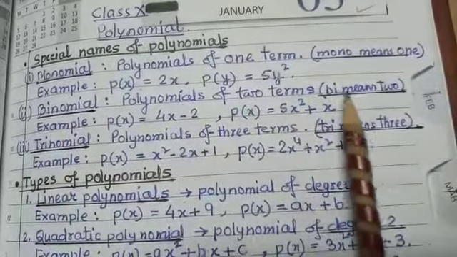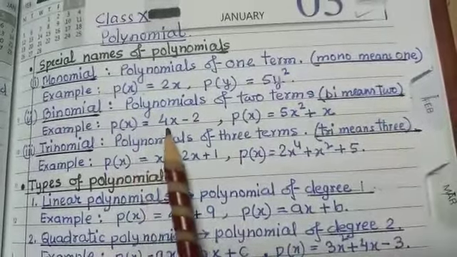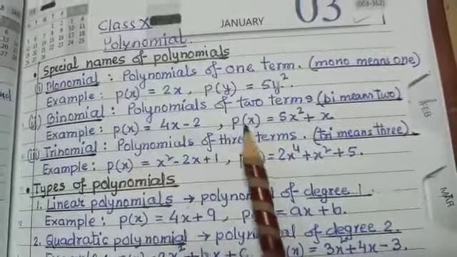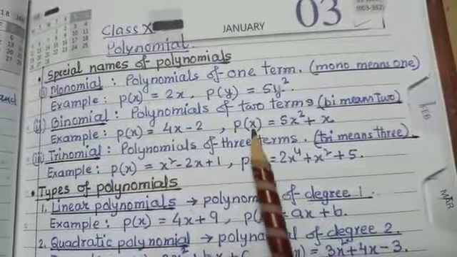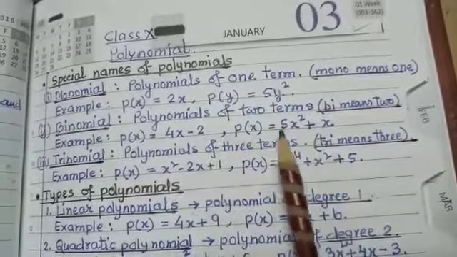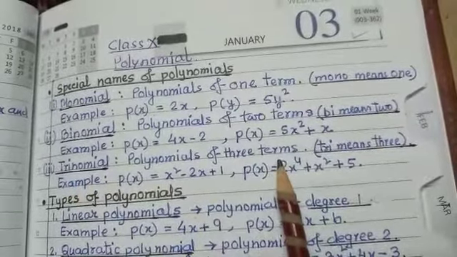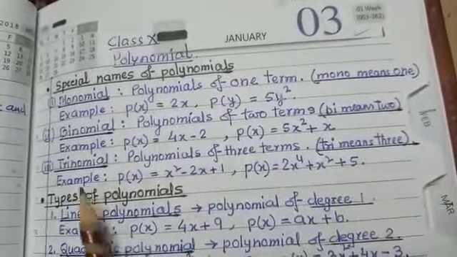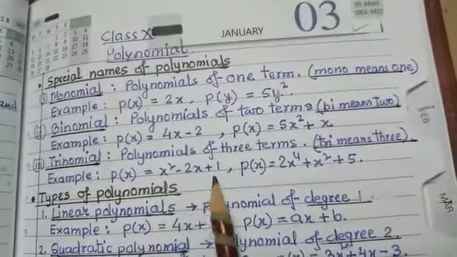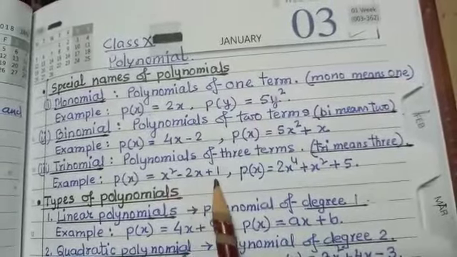Binomial is a polynomial of two terms. Bi means 2. Example: 4x minus 2, and p(x) equals 5x square plus 2. So it is called a binomial, two terms here. Trinomial is a polynomial of three terms. Tri means 3. So example: p(x) equals x square minus 2x plus 1. Three terms are there, so it is a trinomial.